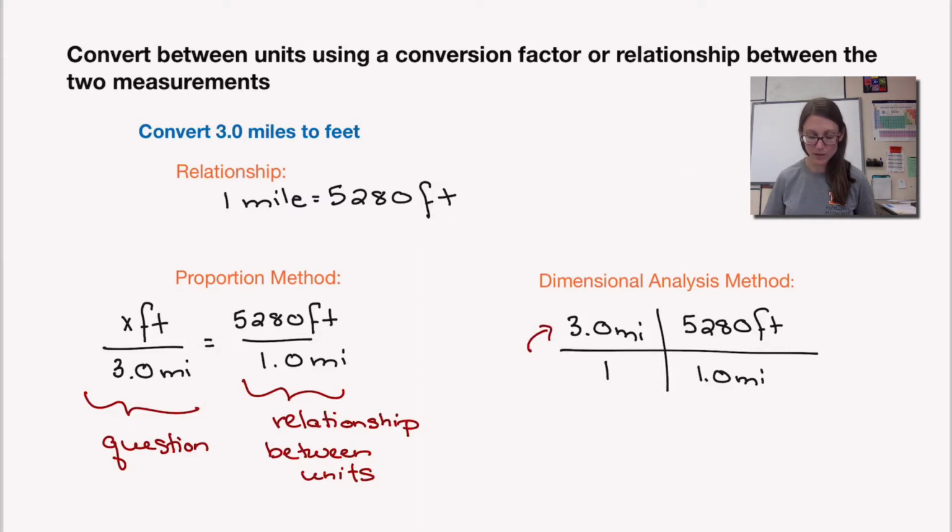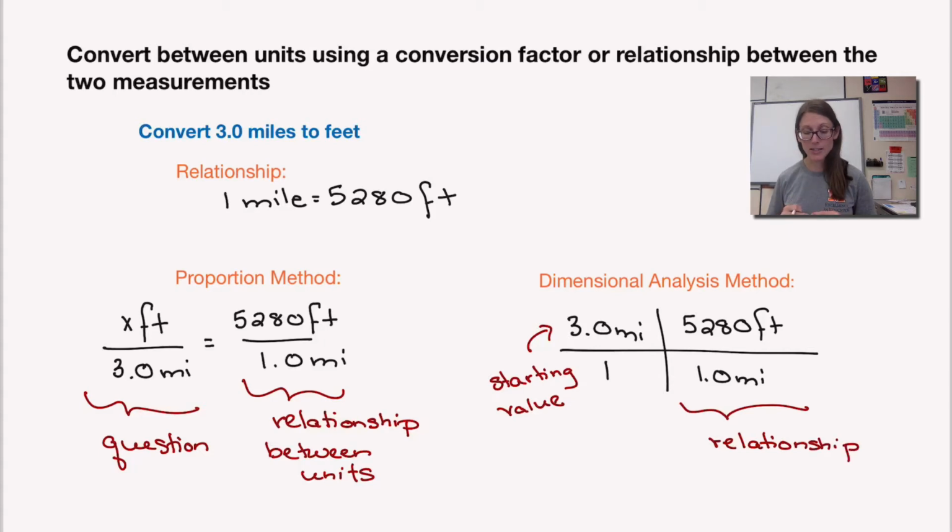So here you're going to start with your starting value on the left. The second portion is going to be your relationship. Now, when you're doing dimensional analysis, the key here is that the units have to alternate. So since the unit was miles in the numerator in that first part that had the question, I need to put the miles on the bottom so that they will cancel out and I'll have feet on top. The reason dimensional analysis works is because with that relationship you're multiplying by 1.